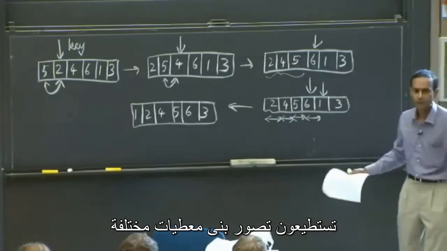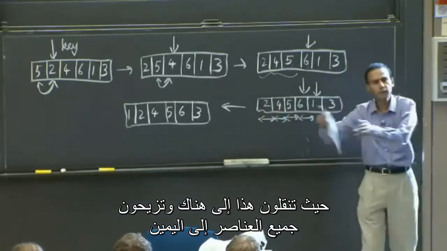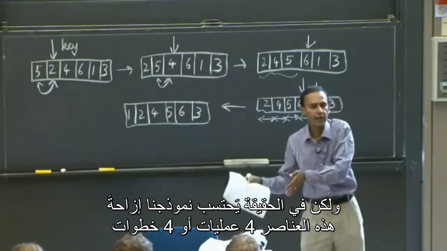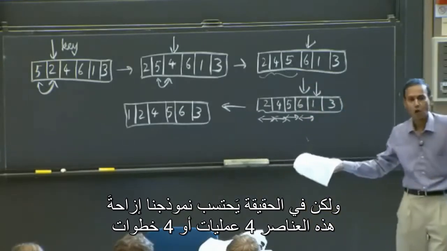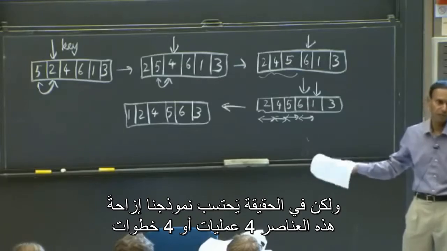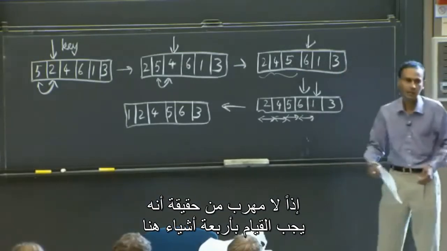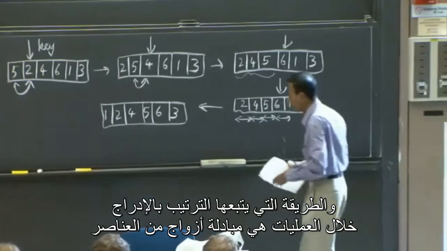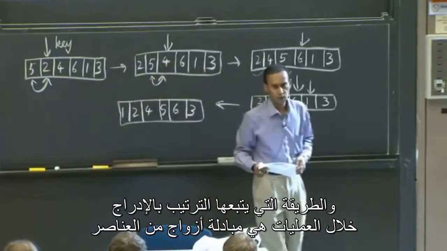Now you can imagine a different data structure where you move this over there and shift them all to the right. But in fact, that shifting of these 4 elements is going to be computed in our model as 4 operations, or 4 steps anyway. So there's no getting away from the fact that you have to do 4 things here. And the way insertion sort, or the code that we have for insertion sort, does this is by using pairwise swaps.